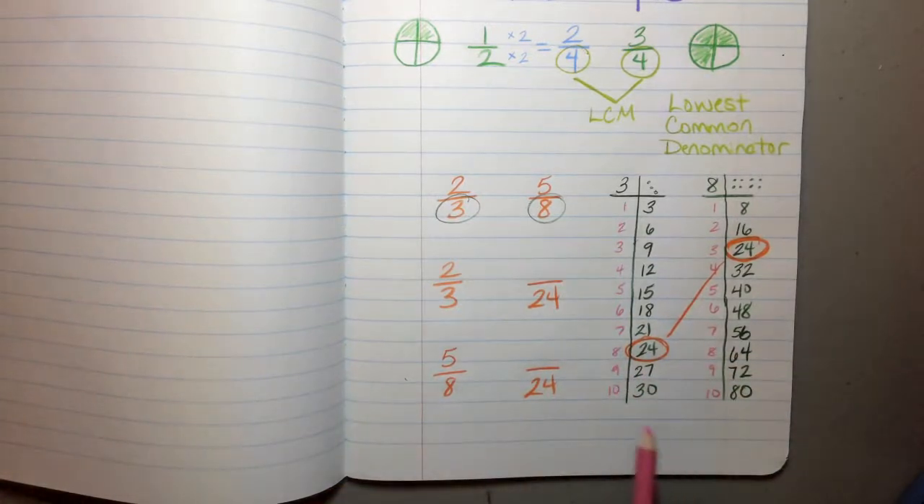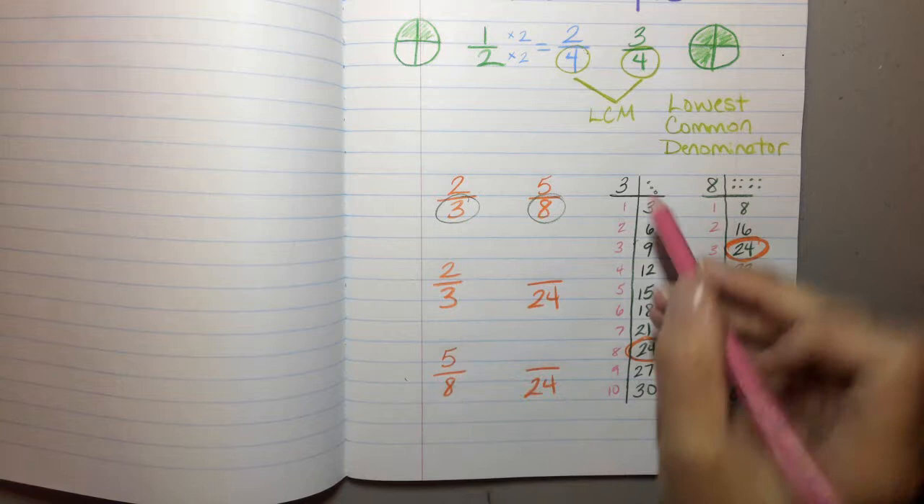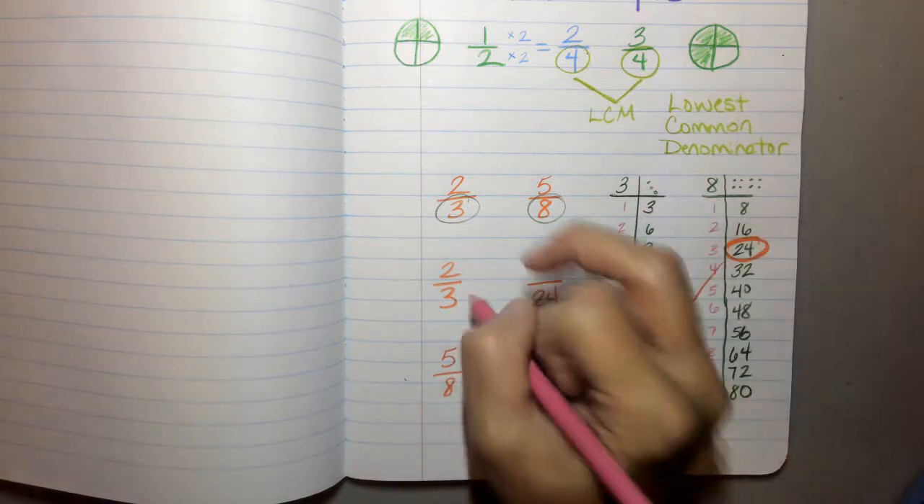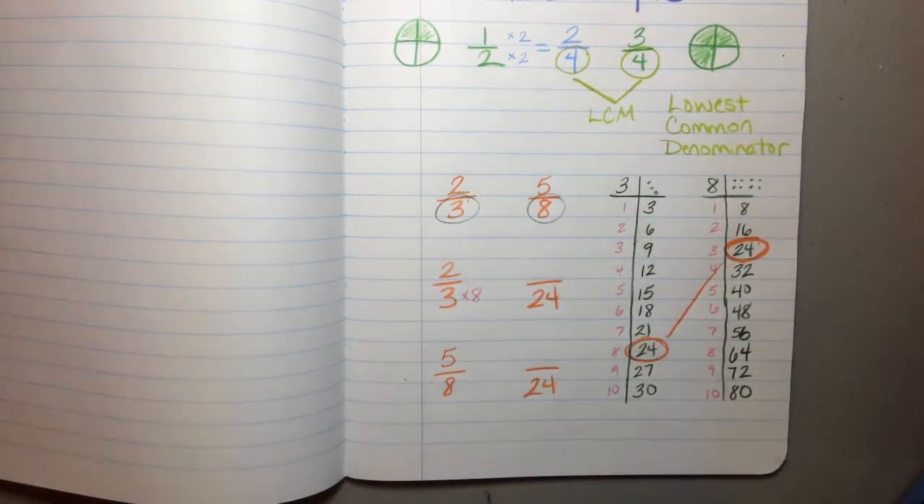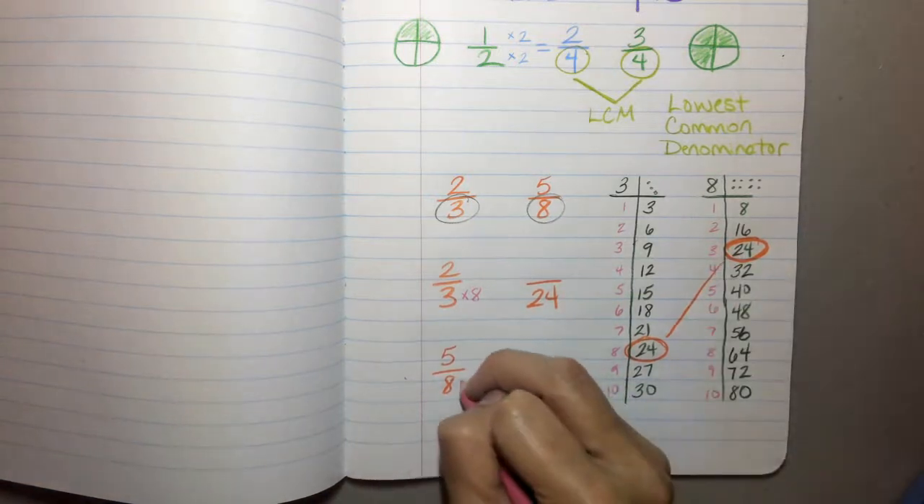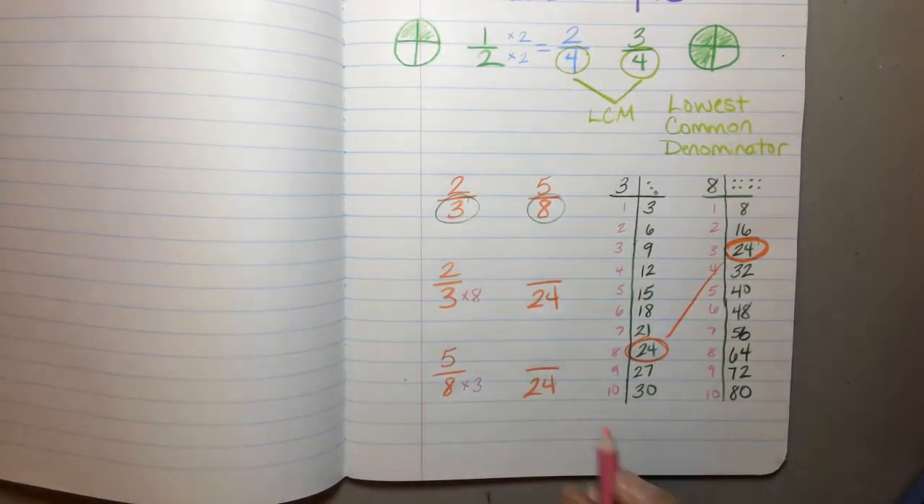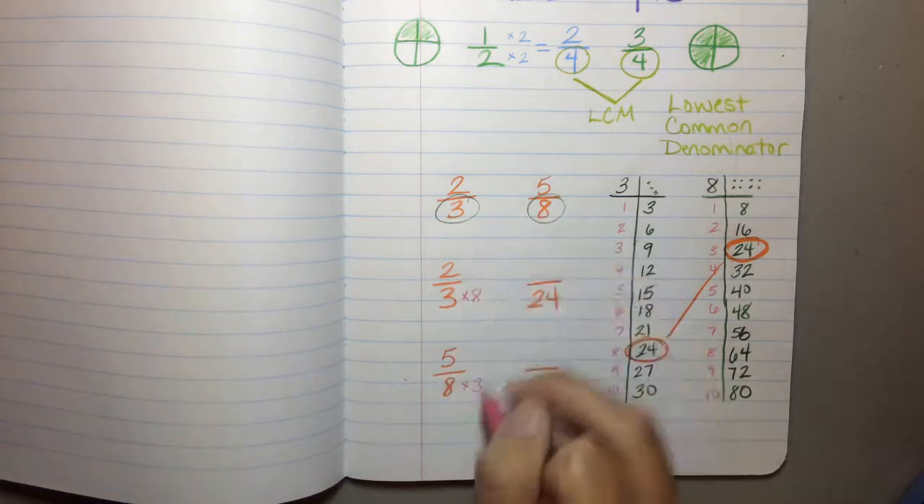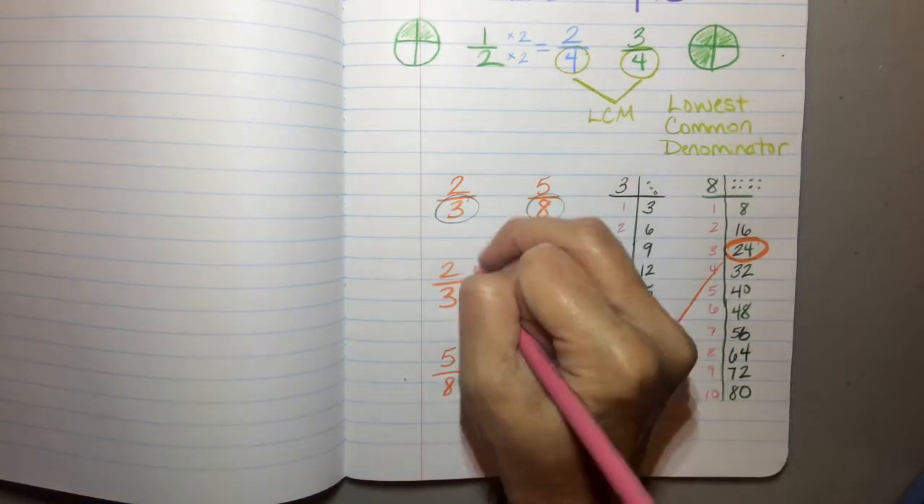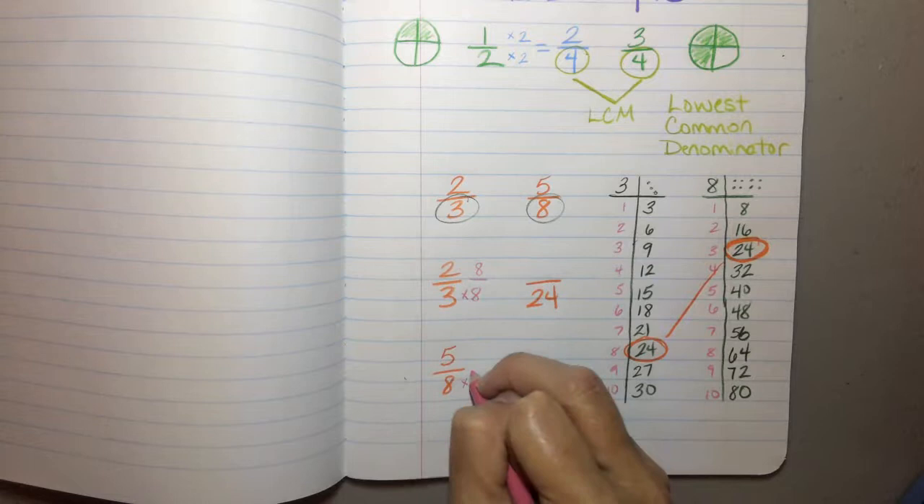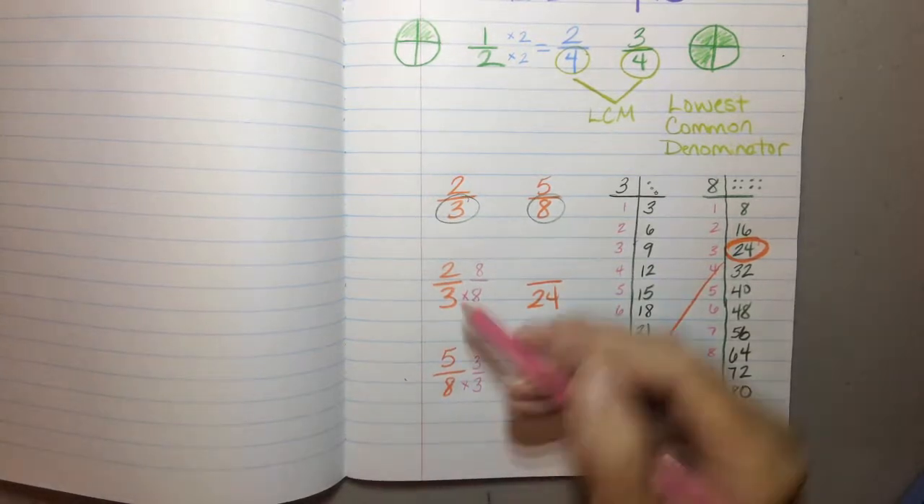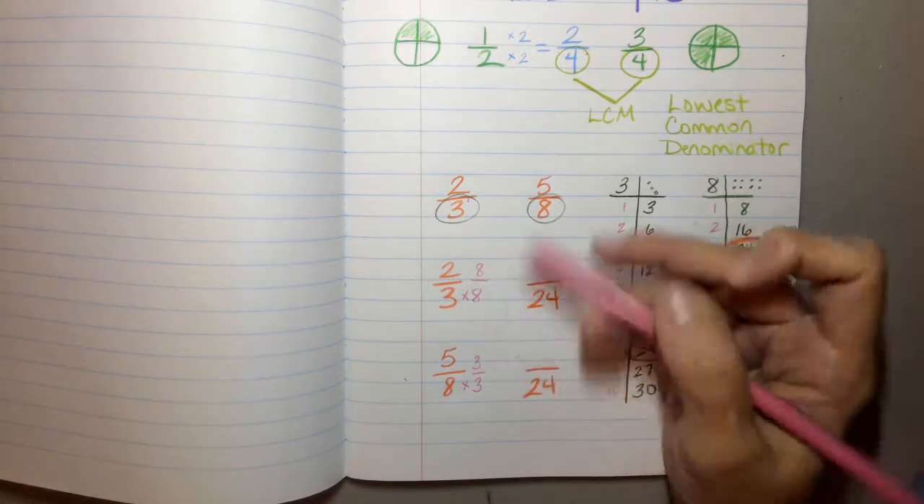Okay, so how do you get from 3 to 24? Well, that would be 3 times 8. Okay, and how do you get from 8 to 24? Well, that would be 8 times 3. Okay, so and remember, we can't just multiply the denominators. We have to do the numerators as well, and we have to multiply them by the same number.